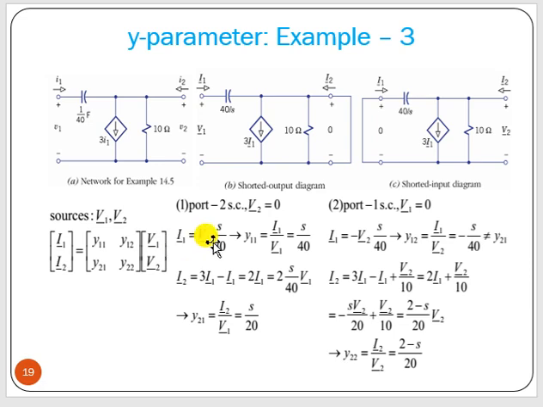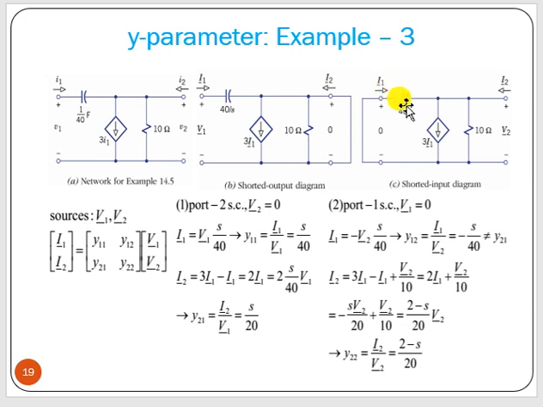So that I1 value we can put it here. Okay. Then I2 by V1, that is equal to Y21. We got the Y21 value. Now for V1, so port 2 is shorted, port 1 is shorted. Okay. So short circuit V1.